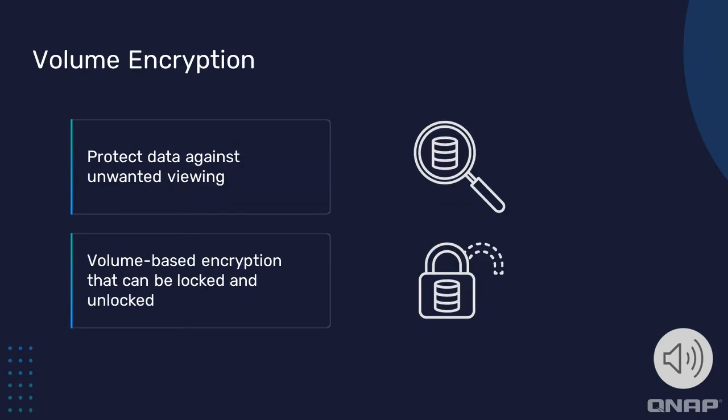QNAP also supports AES 256-bit encryption. You can encrypt your data with volume-based encryption to keep your data secure in the event that your NAS is stolen. Encryption is set at the creation of a volume on the NAS. When an encrypted volume has been created, you may lock the volume, making it inaccessible, or you can unlock the volume. You can set the volume either to stay unlocked if you turn off the NAS, or you can set the volume to always automatically lock when the NAS is powered on.